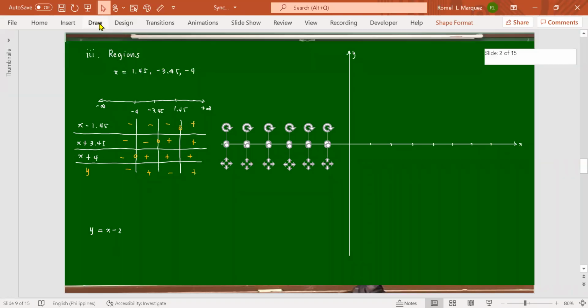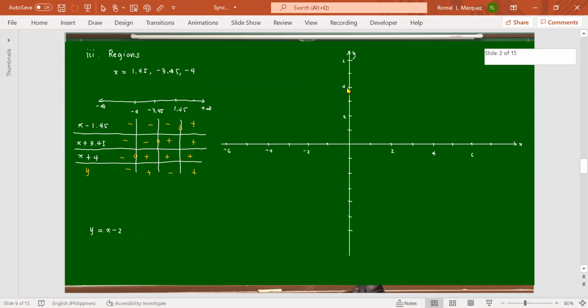Dito sa Y, lagyan natin 1, 2, 3, 4, 5, 6, 1, 2, 3, 4, 5, 6. Okay, 2, 4, 6. Negative 2, negative 4, negative 6. And then after that, guys, i-draw natin yung mga asymptote, tsaka yung intercepts.